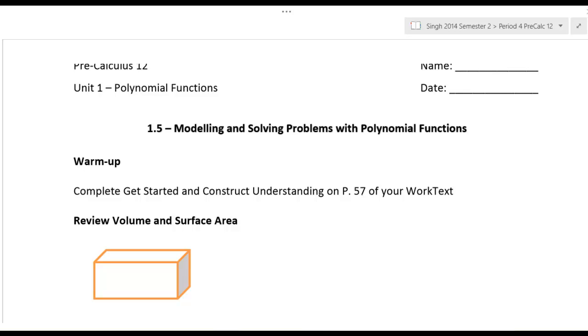Hi folks, welcome to lesson 1.5, modeling solving problems with polynomial functions. Now that we've learned all about polynomial functions, we're going to be doing some problem solving with them. See where the application of polynomial functions really is.